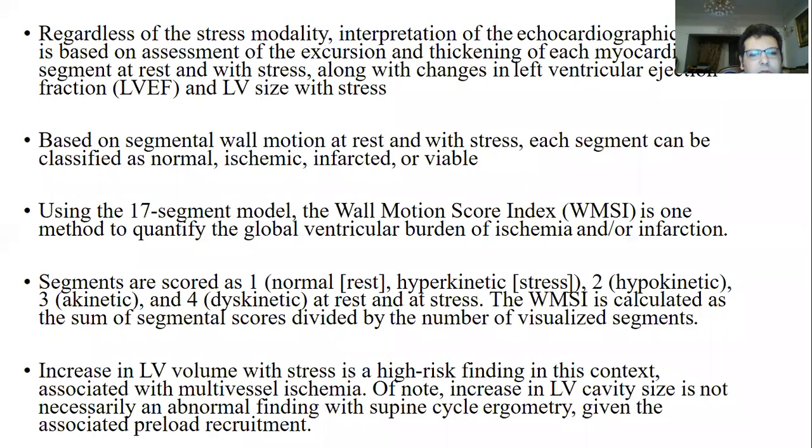Segments are scored as 1 for normal or hyperkinetic, 2 for hypokinetic, 3 for akinetic, 4 for dyskinetic, at rest and at stress. The wall motion score index, as we discussed previously, is calculated as the sum of segmental scores divided by the number of visualized segments. Increase in left ventricular volume with stress is a high-risk finding in this context, associated with multi-vessel ischemia. Of note, increase in left ventricular size is not necessarily an abnormal finding with supine cycle ergometry, given the associated preload recruitment.